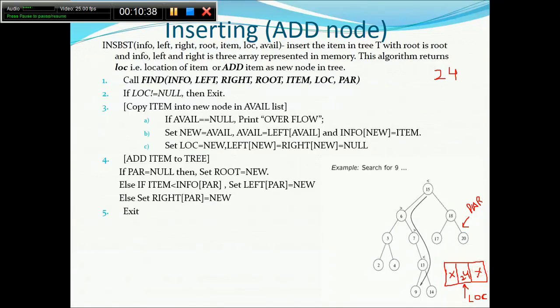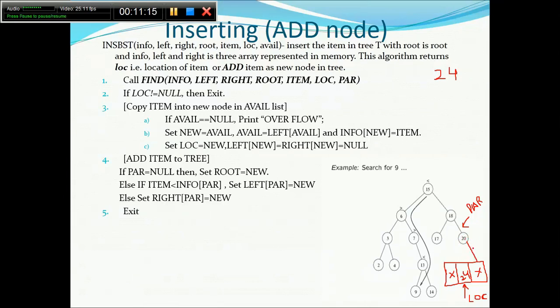Now it says if the parent is equal to null. In my case the parent is not null, so this case will work whenever you are trying to insert the root node. Otherwise I will go to the else if part. It says if my item is 24 and the information of the parent is 20, is item less than 20? No. So I will go to the right side. Whatever the address of the new node you have, copy it to the right of the parent.